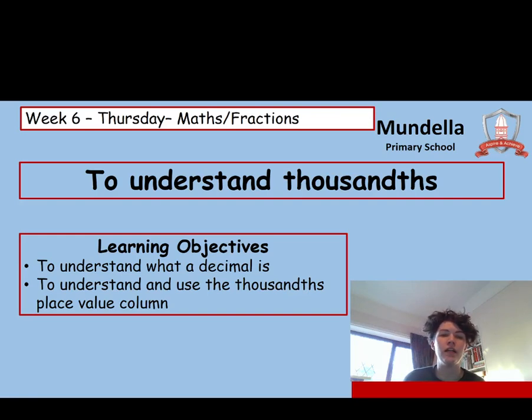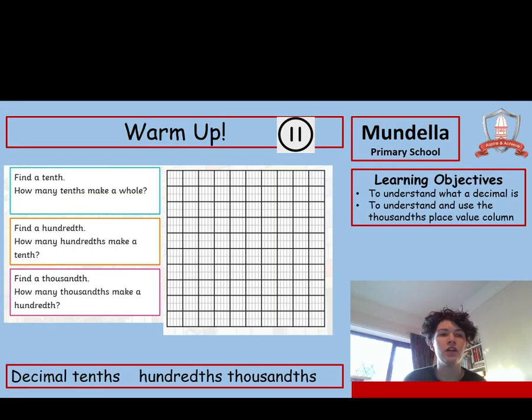In today's lesson we're going to be understanding about the thousandth column. So that means that we're looking at decimal numbers, up to 3 places to the right of the decimal point.